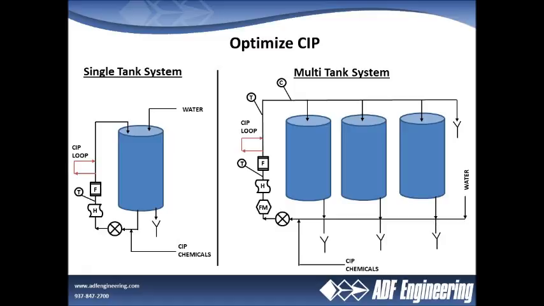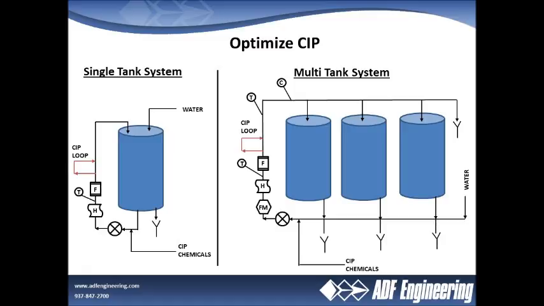So a possible solution shown on the right side is a multi-tank system. Obviously, this is going to require more space and is a little bit more expensive, so you have to do that evaluation of how much you're spending more in terms of equipment and how much water you're going to be able to reclaim. But the water that's accumulated during the rinse step can be collected and can be used for the initial cleanup for the next CIP cycle in a multi-tank system like that.